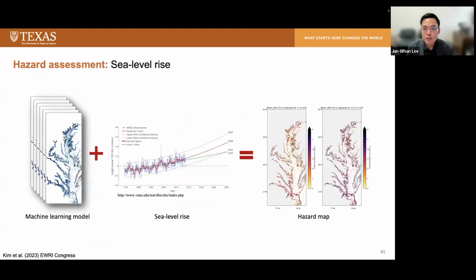And we also use this machine learning model, considering the sea level rise factors, to investigate the future storm surge risk. Because there is a lot of uncertainty, not only in the sea level rise, but also in the future tropical cyclone track, we developed a framework to run this machine learning model more than 10,000 times to generate hazard maps like these figures.